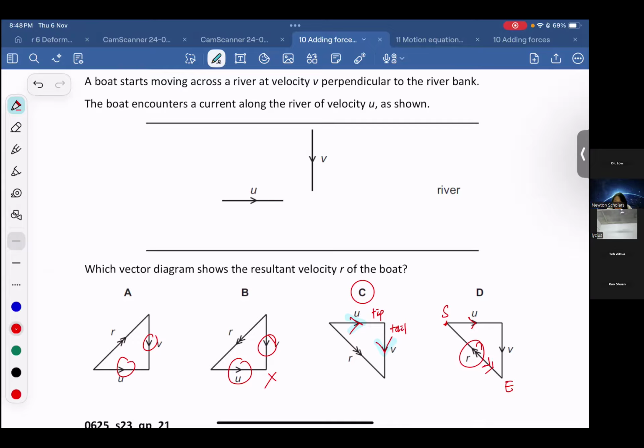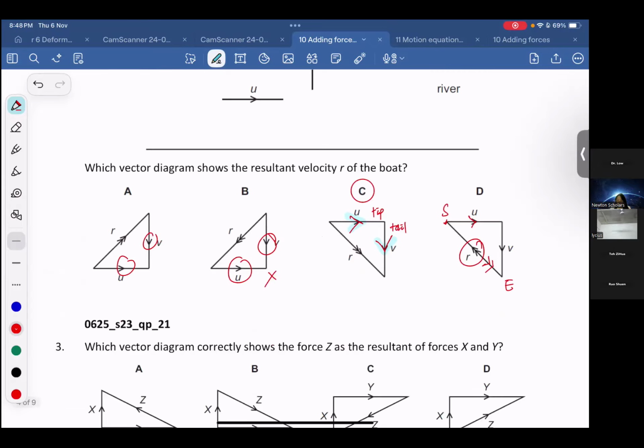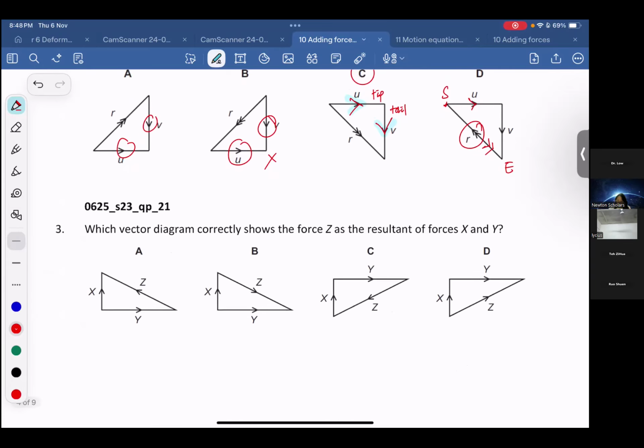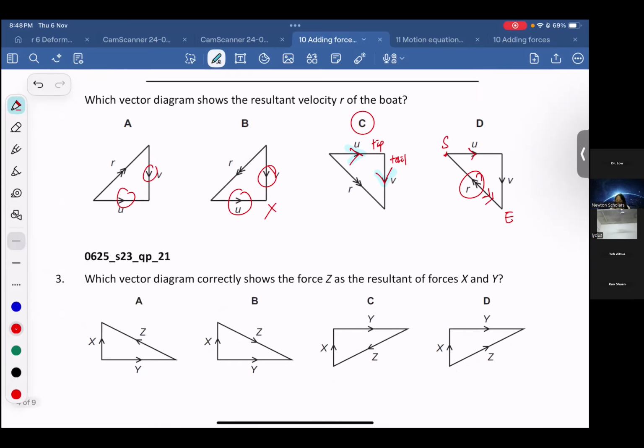2023. Which vector diagram correctly shows the force Z as the resultant force of X and Y? Okay, here. A, B, C, D. Which one is the correct way to show that force Z is your resultant force? Crystal, same problem. Is it tail to tip? Your X and Y, is it tail to tip?